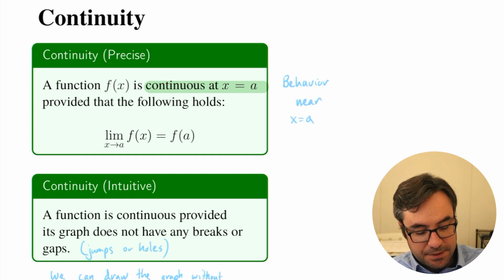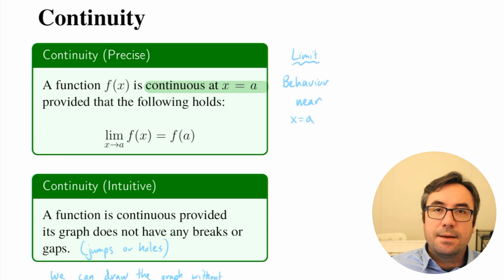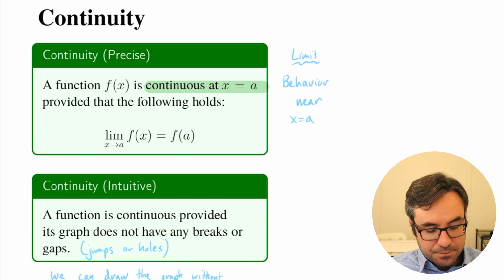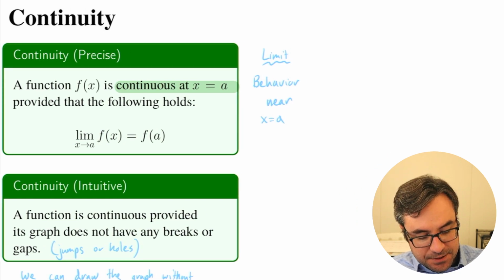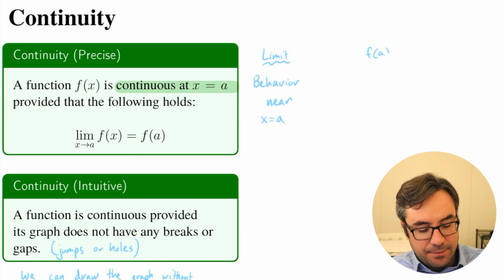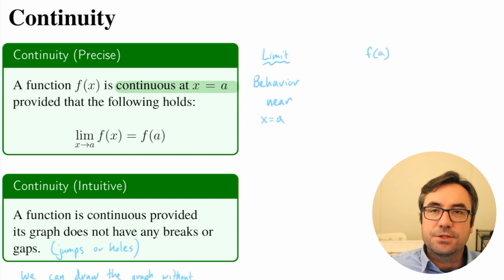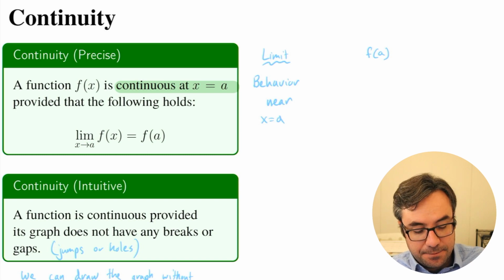So that's what the limit does. The limit describes the behavior of our function near x equals a. Well, what does f of a describe? Well, that describes the behavior of our function directly at x equals a.